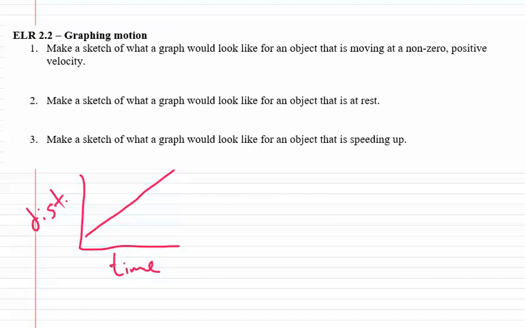The next one asks for something that is at rest. Something at rest, as time goes on, their distance isn't going to change at all. So we're talking about a nice flat line like that.